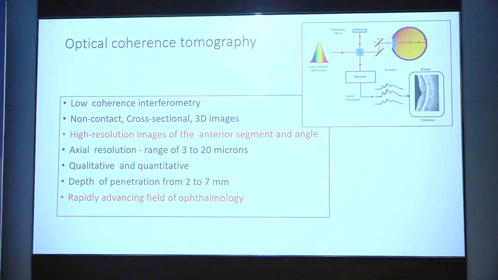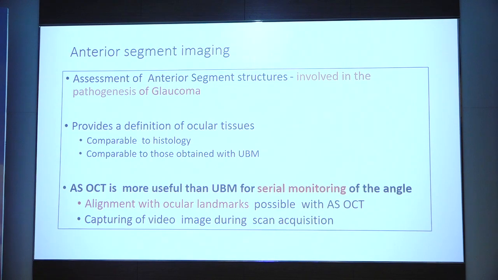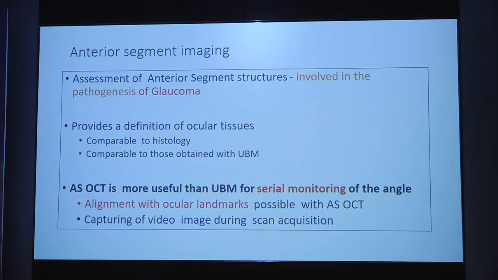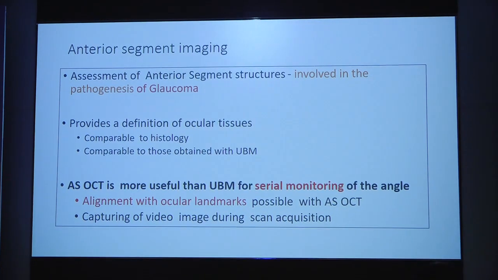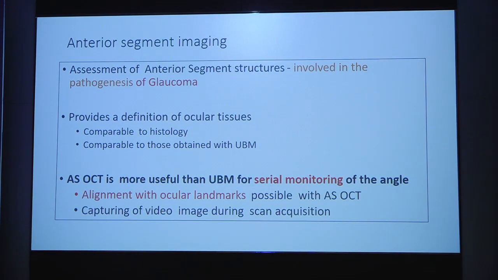OCT is a new tool which has given us this possibility, and we can see all the structures which are involved in the pathogenesis of glaucoma with the help of ASOCT. Obviously, we cannot see anything which is beyond the iris because it is an optical tool. It provides a definition of ocular tissues which is comparable to histology and comparable to those obtained with UBM. It is more useful than UBM for serial monitoring of the angle because we can align the same ocular landmarks and we can capture video images during scan acquisition.